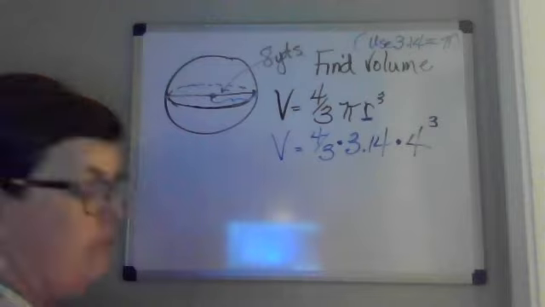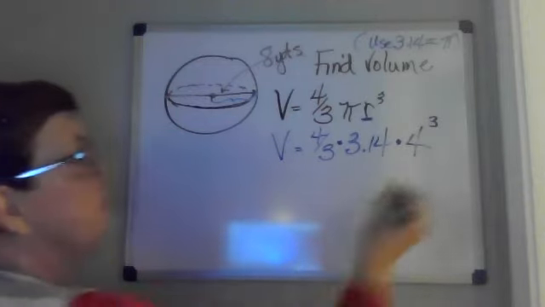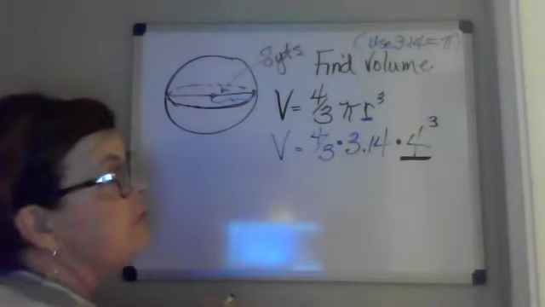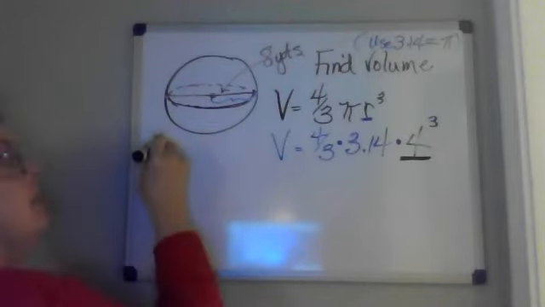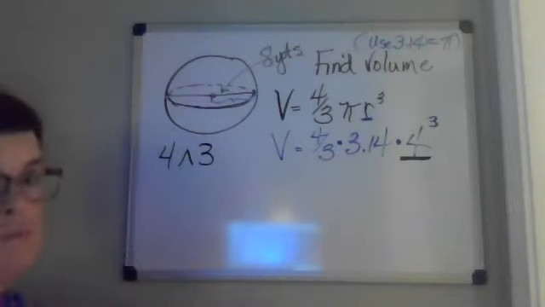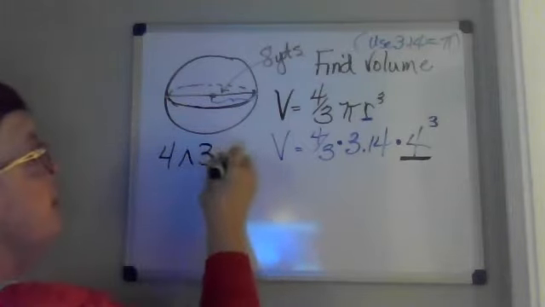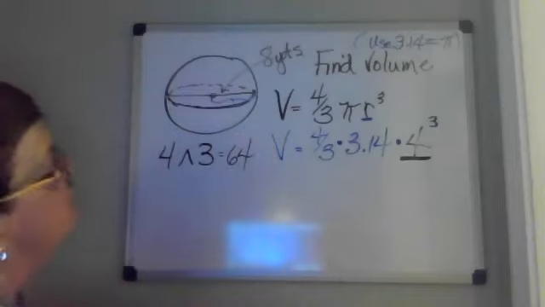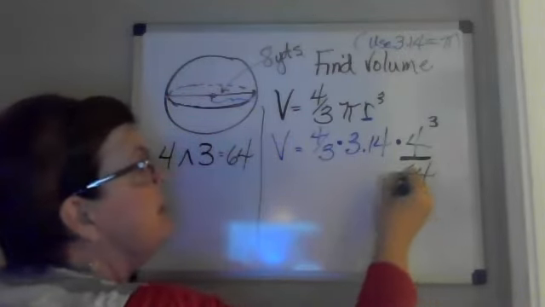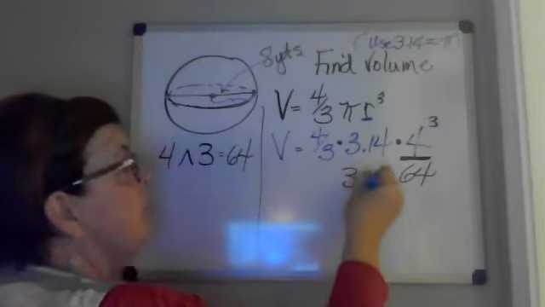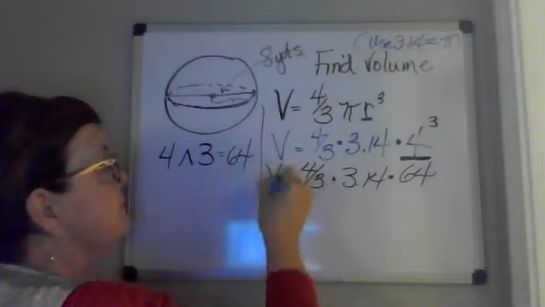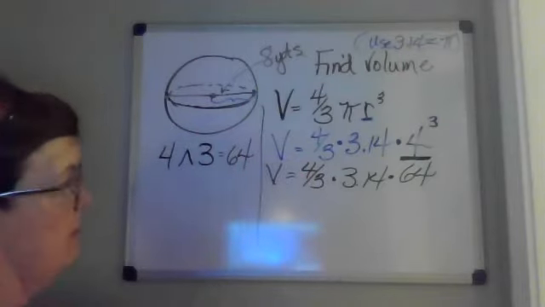Now all you have to do is your math. We know that we want to do exponents first because of your order of operations. 4 to the third power is going to be put in your calculator. 4 to the power of 3, and that will give you 64. So we have 64 here times 3.14 here times 4/3. And now it's time to use your calculator.